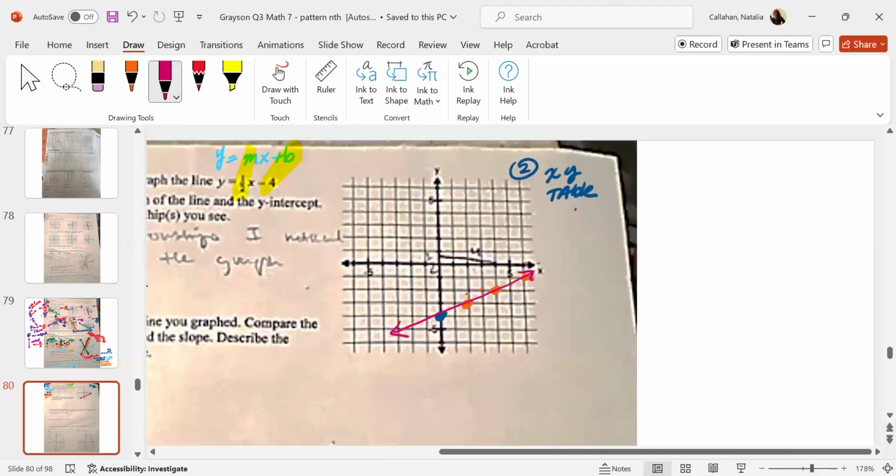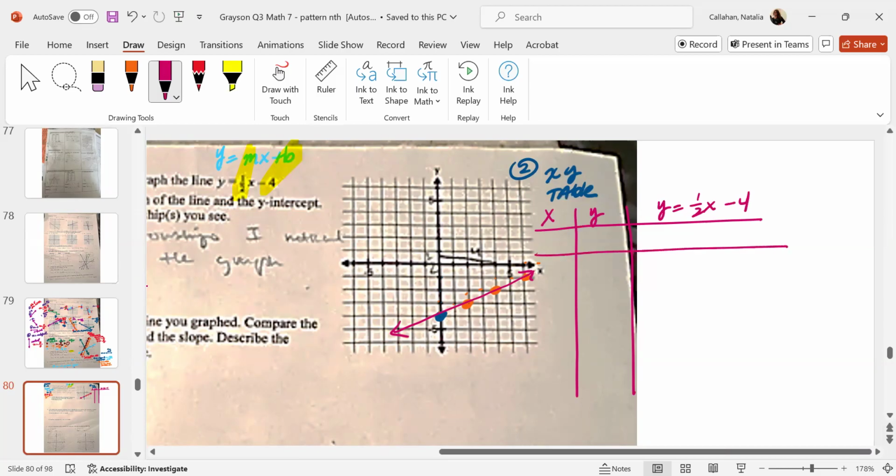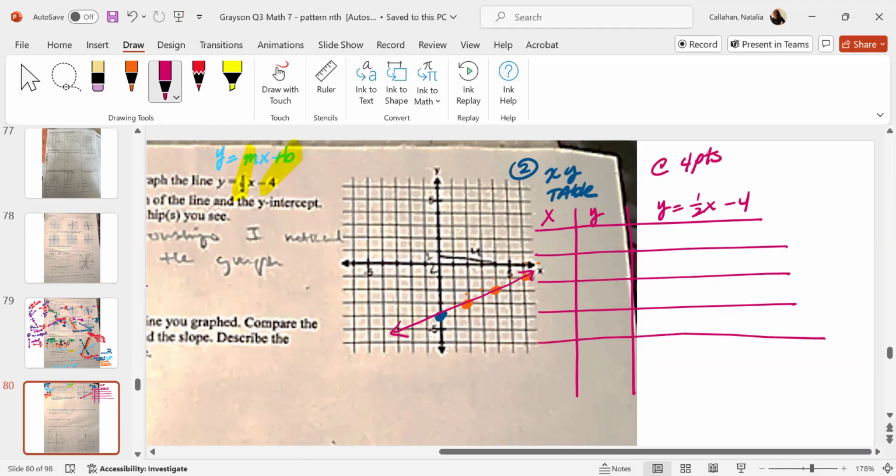Second way to graph is you create a table of x, y. So label x, label y. And this third one is y equals 1 over 2x minus 4. That's your equation. You need to have at least 4 points or 4 coordinates. Does that make sense? So 4 x and y values.